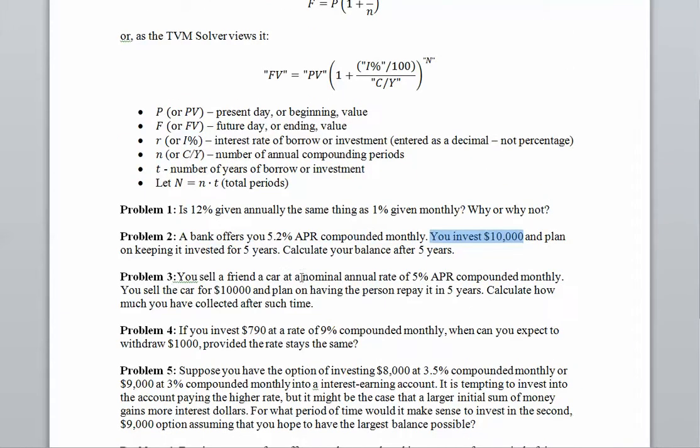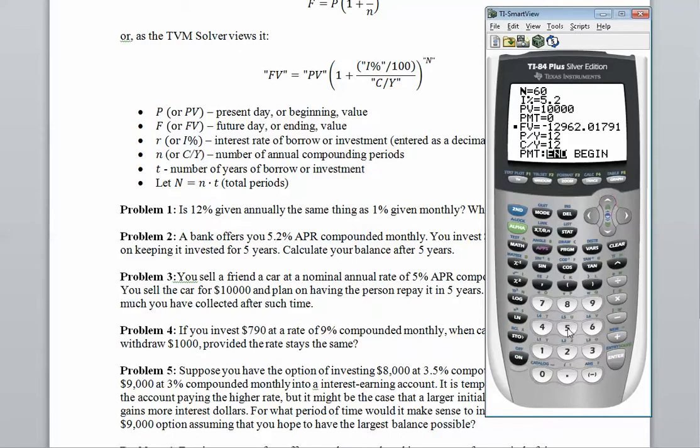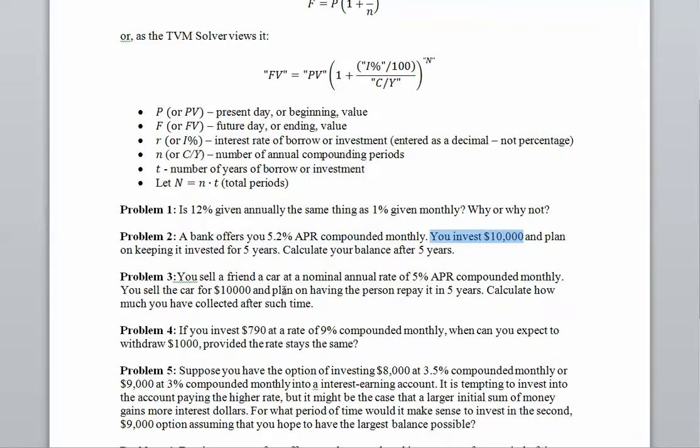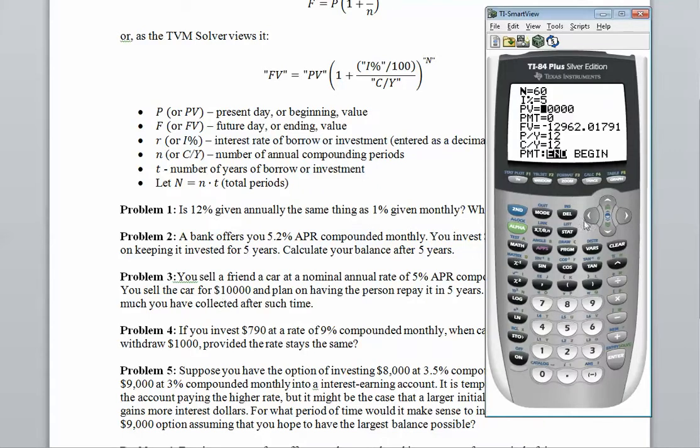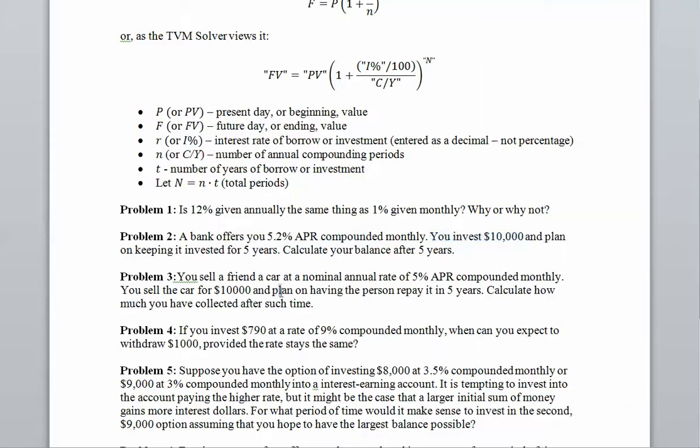You sell a friend a car at a nominal annual rate. This is another way of saying APR, compounded monthly. Okay, so that means I'm going to change a few things here. I'm going to change my rate first. That's 5%, compounded monthly. You sell the car for $10,000 and plan on having the person repay it in 5 years. Okay, so you sell the car for $10,000. All right, well that means do I receive money today or do I give money today? Well, I'm giving a person a $10,000 car, right? So actually this is a negative $10,000, and at some point in the future the person is going to repay it to me in 5 years.